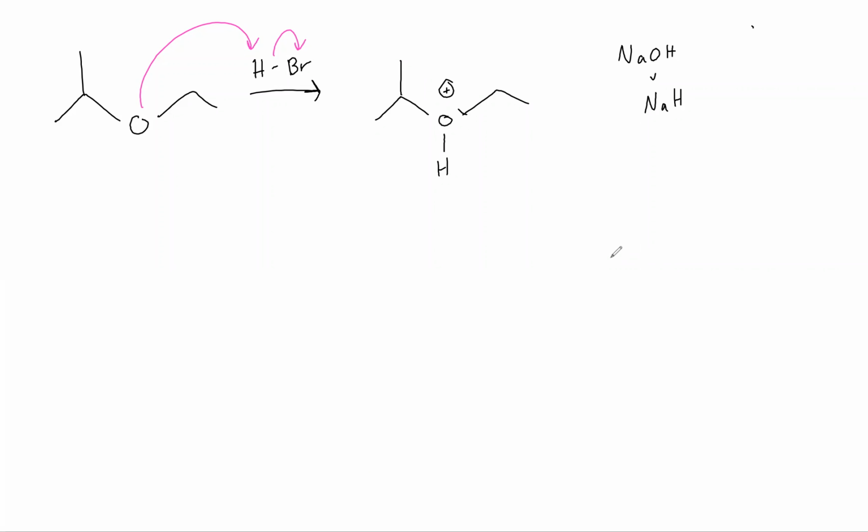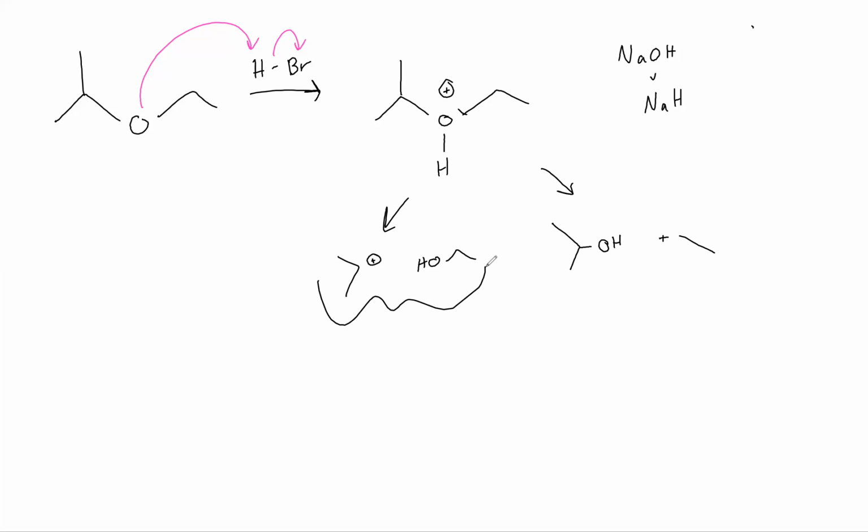What's important to note is that this is going to leave from the more substituted carbon. So technically, there are two ways that we can lose this OH group. We can either lose it like this, or we can lose it like this. This one on the left is going to be preferred because we create the more substituted carbocation.